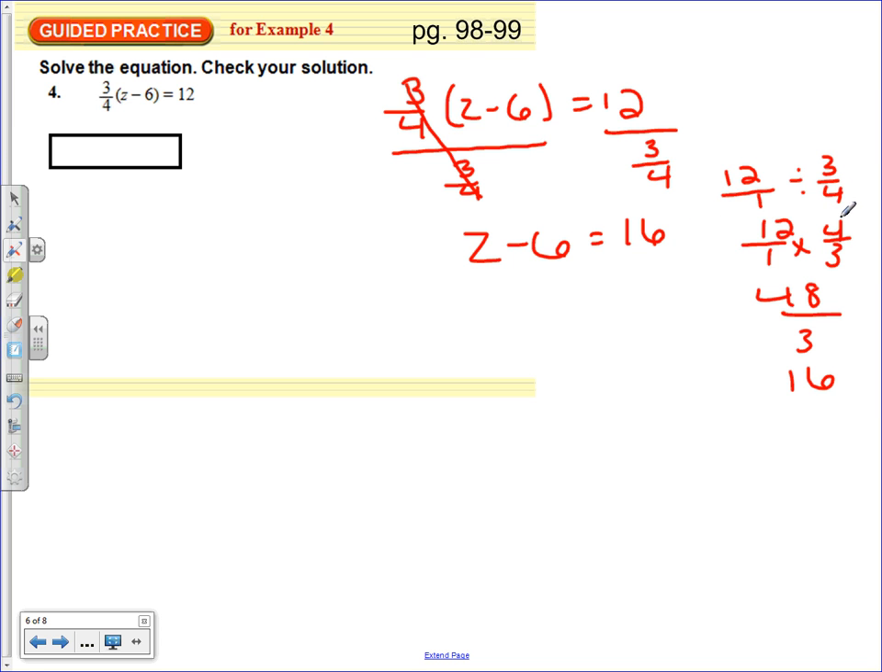Some of you are still struggling with division of fractions. Come see me for extra help. Here, the opposite of minus 6 is add 6. So we end up with z equals 22.